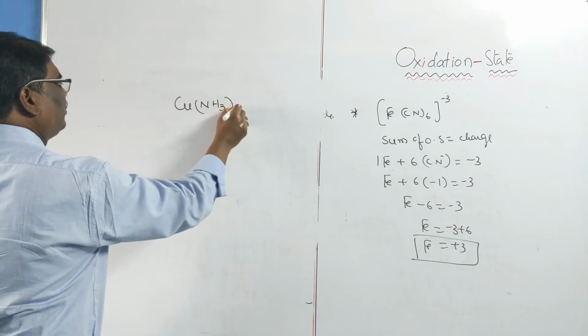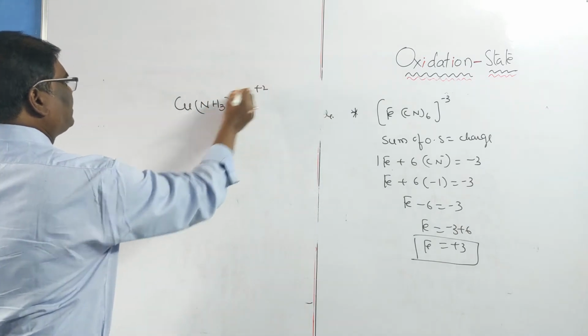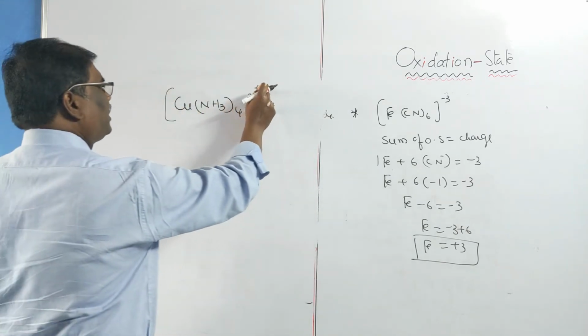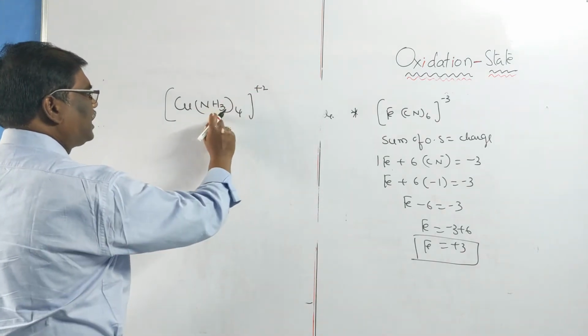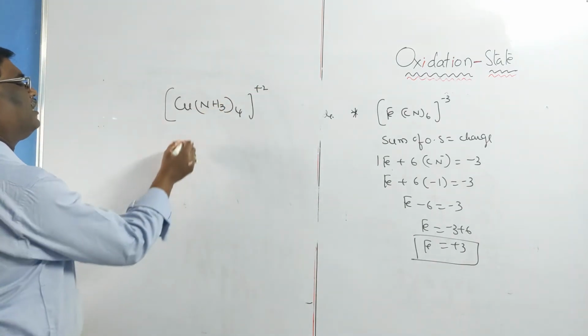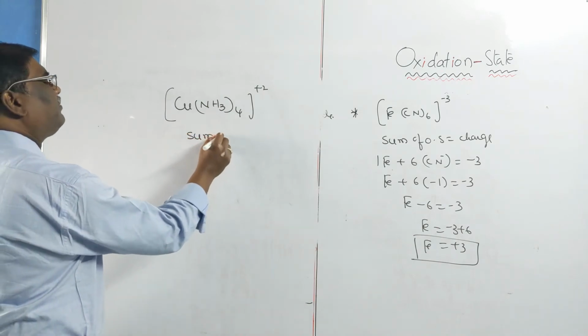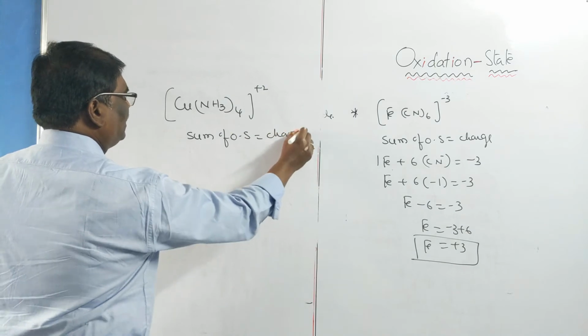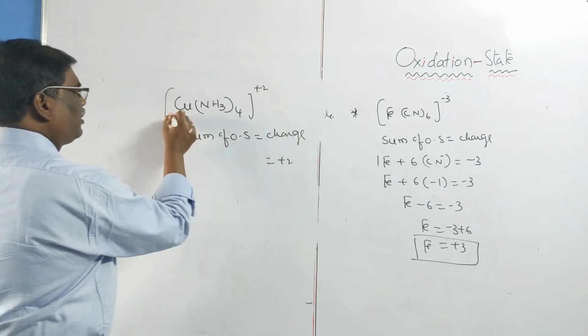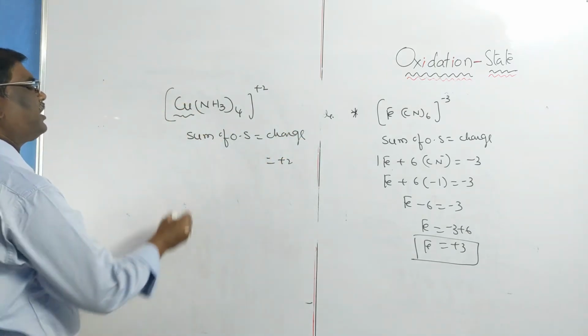[Cu(NH3)4] with charge +2. So here positive charge is there. That's why this is known as a positive charged complex ion. Now you know for an ion, the sum of oxidation states is equal to the charge. The charge is +2. We have to find out the copper oxidation state.